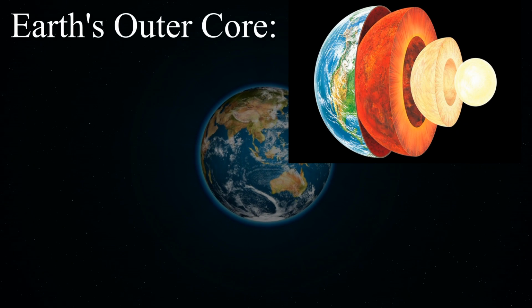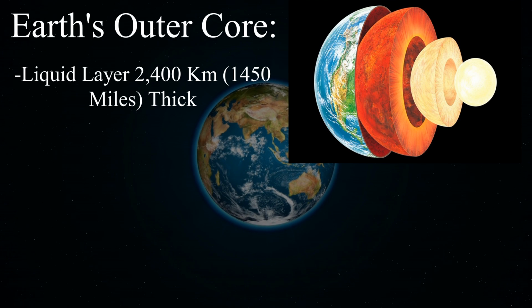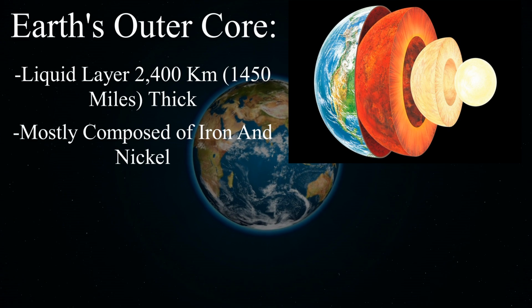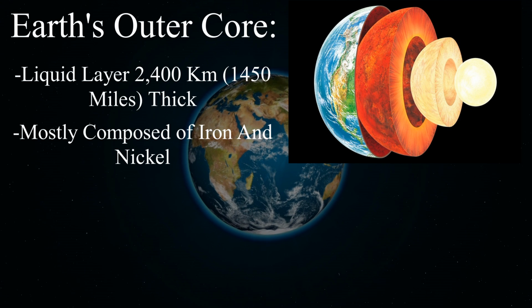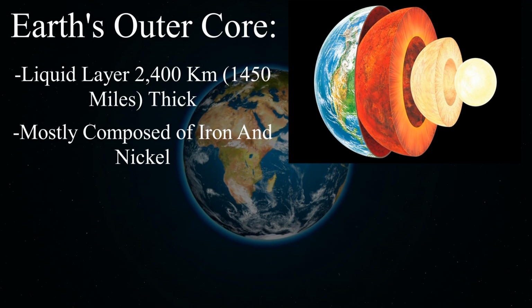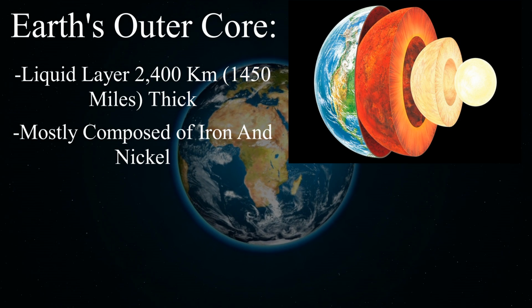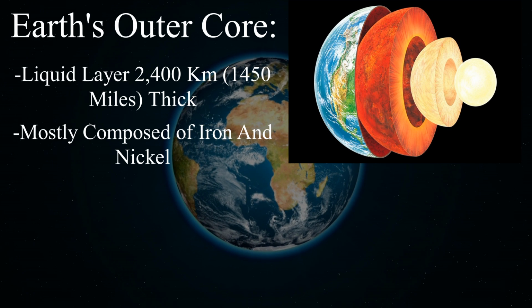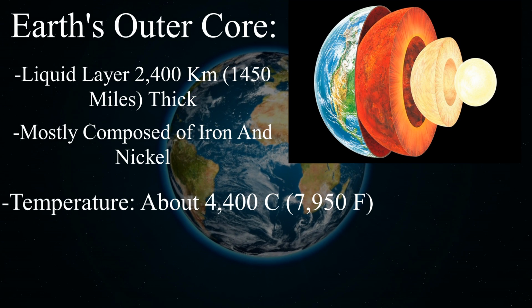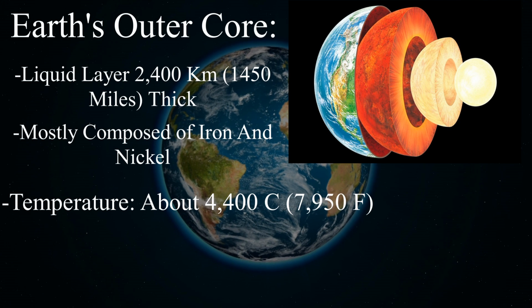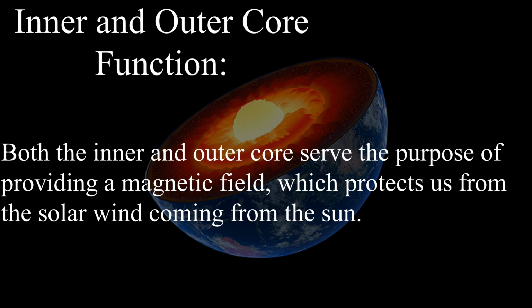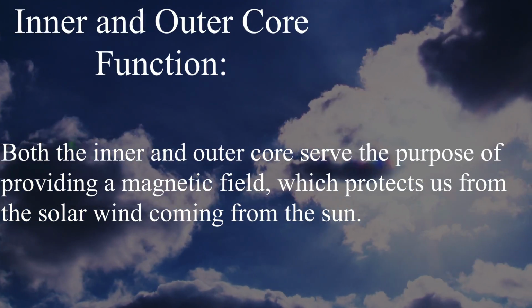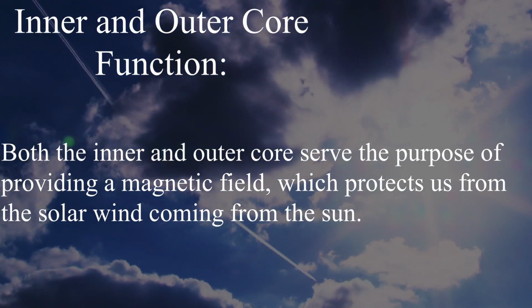The outer core is a fluid layer about 2,400 kilometers thick and is mostly composed of iron and nickel that lies above Earth's solid inner core and below its mantle. Temperatures are lower in the outer than the previously mentioned inner core, where temperatures reach 4,400 degrees Celsius. Both the inner and outer core serve the purpose of providing a magnetic field, which protects us from the solar wind coming from the Sun.